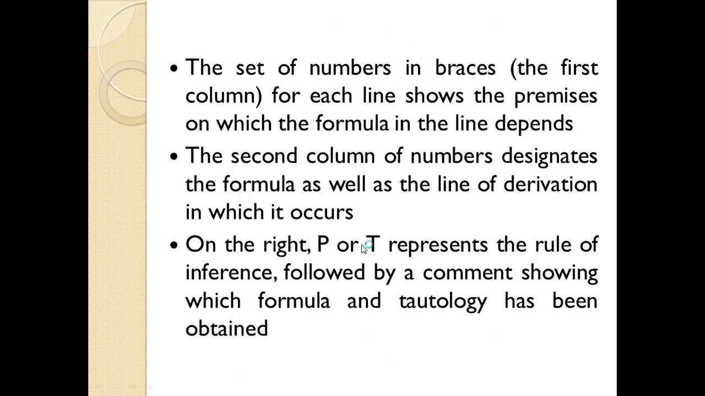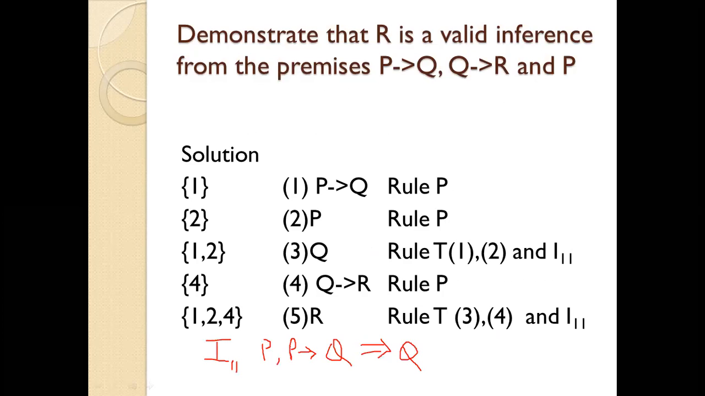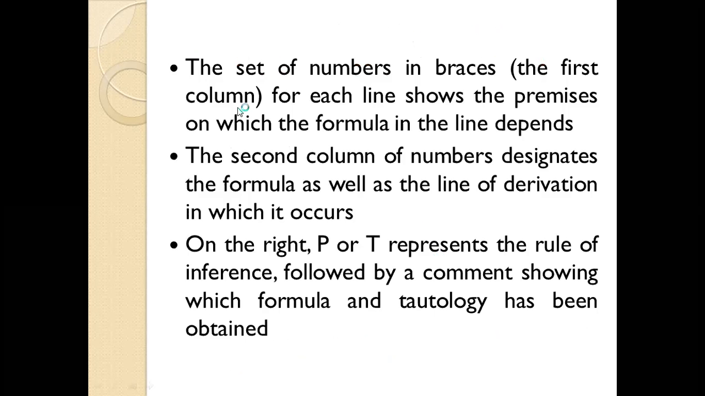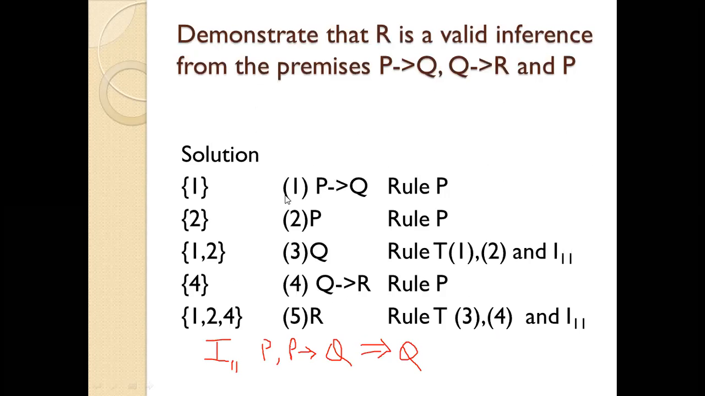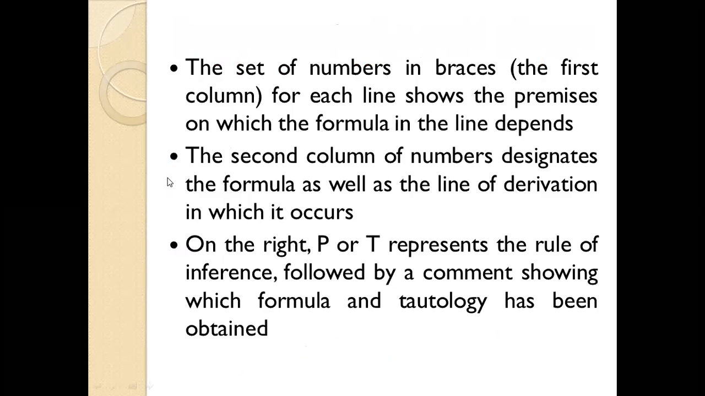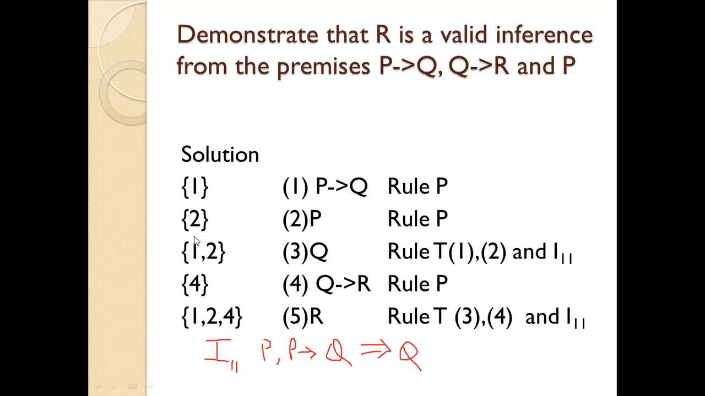Let's switch to the next problem, or let's see the explanation. First column, second column and the last column explanation. The set of numbers in braces, that is these numbers 1 2, 1 2 4, 1 2 4, these numbers we are talking about. The set of numbers in braces, the first column for each line shows the premises on which the formula in the line depends. So these show the premises on which these formulas depend.